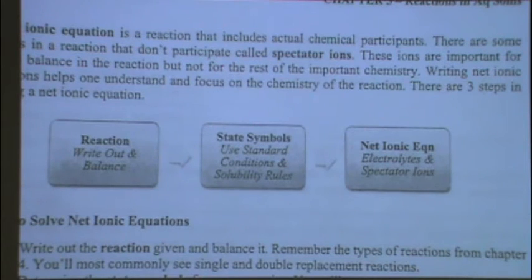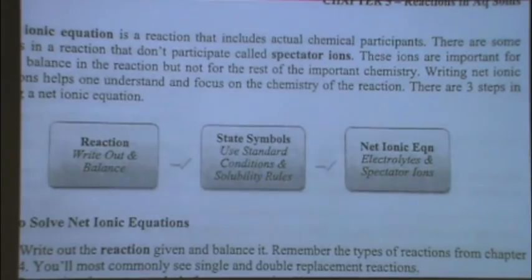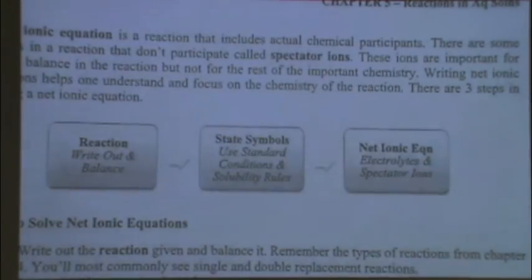Step 2, state symbols. How to get the state symbols? There are 2 ways: the solubility rules and standard conditions. And then finally get to the net ionic equation. You have to do that through the electrolytes by canceling out the spectator ions. So you'll see me do this. I'm going to refer to some tables on page 36. So if you have your reader handy, you'll see me referring to those.